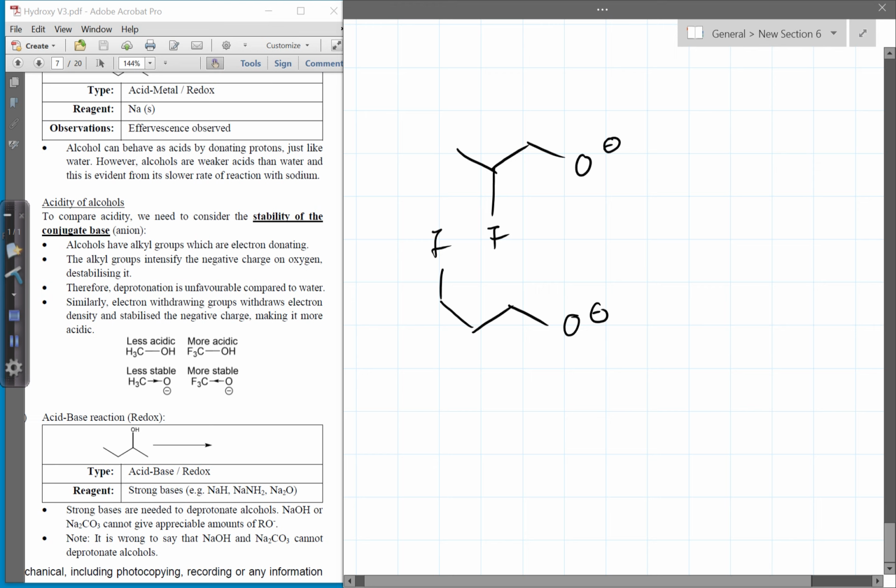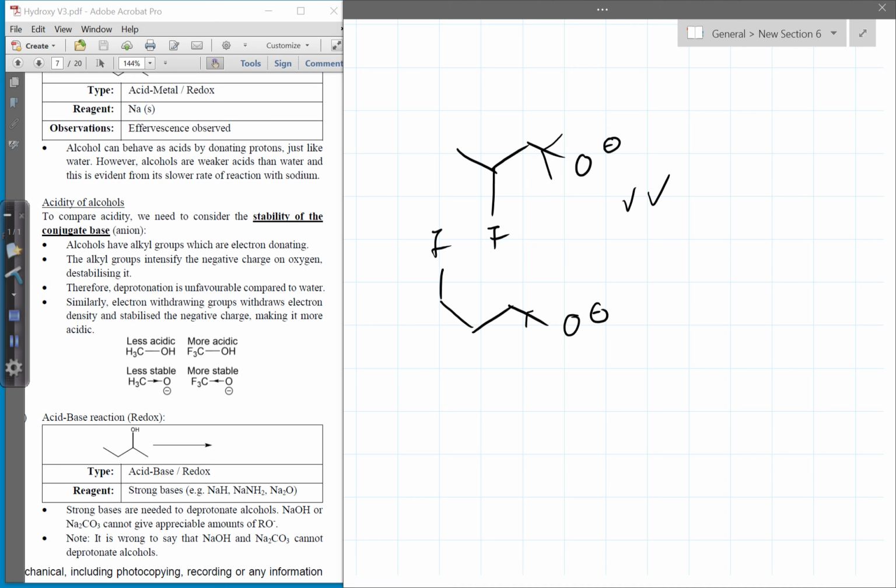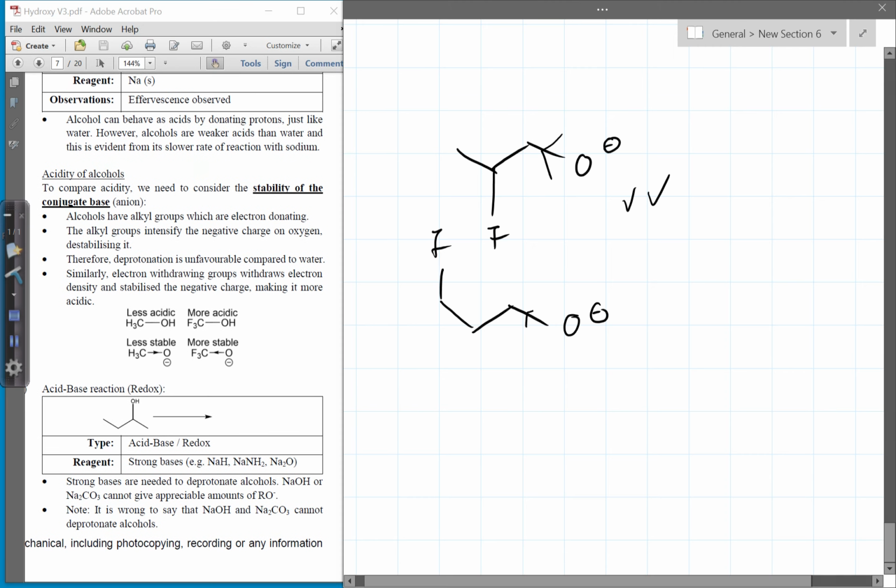So this F is 1, 2, 3 bonds from this O, or this is 1, 2, 3, 4 bonds from this O, right? So this withdraws electron density stronger than this. So if this withdraws electron density stronger by the distance effect, therefore this is more stable. If this is more stable, the corresponding acid is more acidic, right? There's always the chain of thought, right? Always deprotonate it and compare stability of the conjugate base, right?